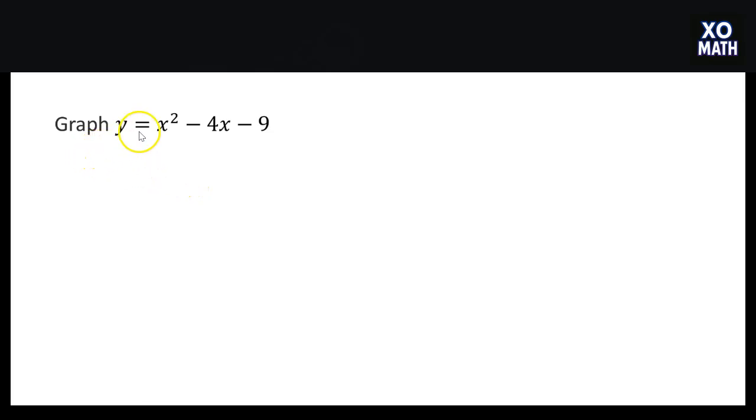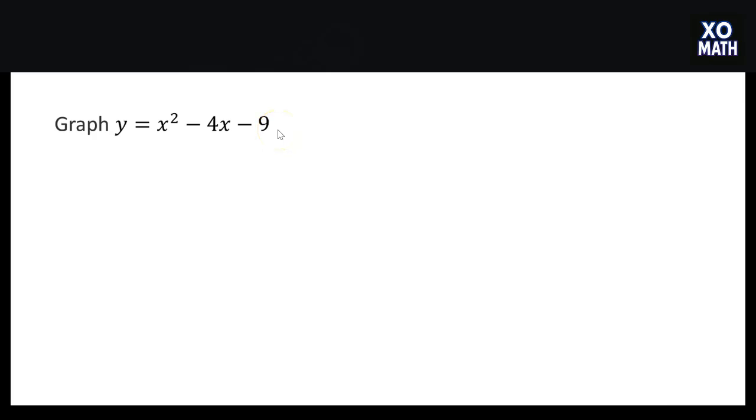Now we want to graph y equals x squared minus 4x minus 9. So for this example, we don't have the form where we can quickly identify what the vertex is. And unfortunately, we can't find the x-intercepts without doing the quadratic formula because this quadratic isn't factorable. So we can either use the quadratic formula and be able to find the x-intercepts. We can find the y-intercept by just letting x equal 0.